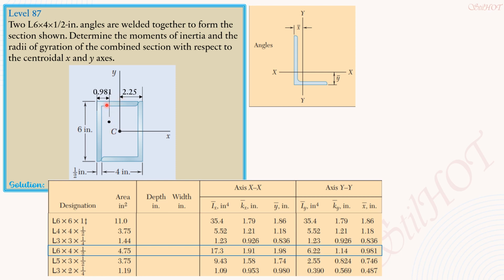Likewise, the distance of the centroid from the outer edge of the shorter leg is barred y in this designation, and barred y is equal to 1.98 inches. Take note that I'm not labeling the distance of the upper edge to the centroid or x-axis because it is obviously half of 6 inches, 3 inches. Therefore, this vertical distance is 3 minus 1.98 inches.